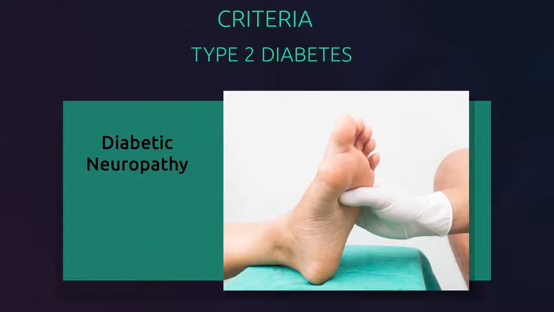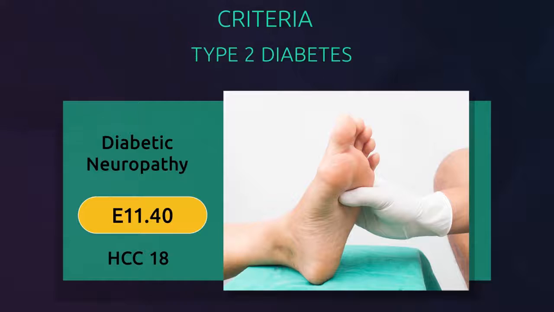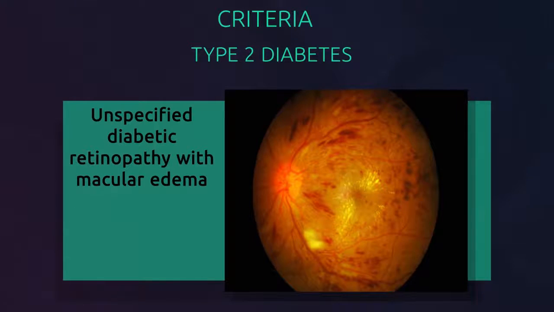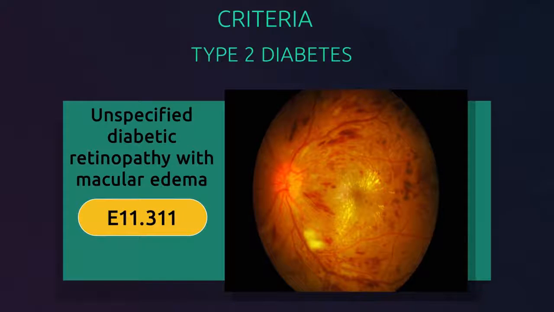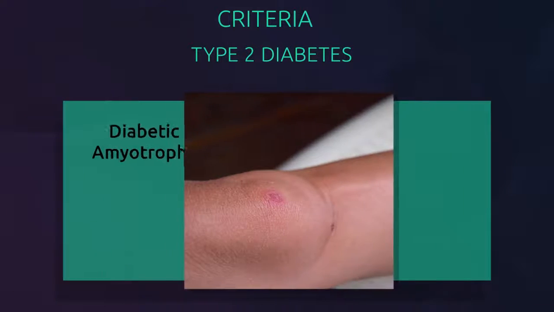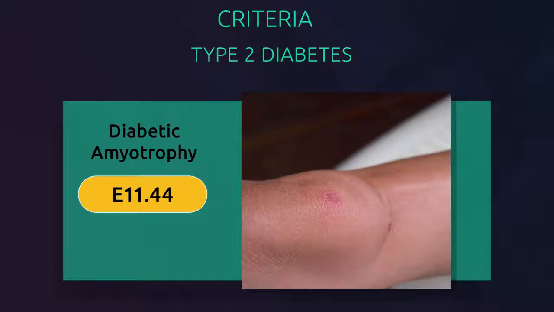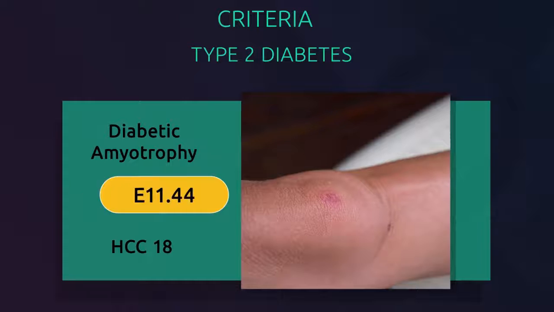Let's look at some common ICD-10 diagnosis codes for type 2 diabetes. When type 2 diabetes mellitus occurs with diabetic neuropathy, it is coded as E11.40, the HCC category being 18. When there is unspecified diabetic retinopathy with macular edema associated with type 2 diabetes, the code is E11.311, with HCC category 18. When type 2 diabetes is paired with diabetic amyotrophy, the condition is coded as E11.44, HCC 18.